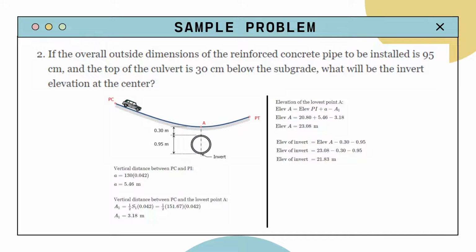Now we will look for the elevation of point A. The elevation of point A is equal to the elevation of PI plus small letter a minus A1. Small letter a minus A1 is basically that small vertical distance from PI to point A. So we have elevation A is equal to 20.80 plus 5.46 minus 3.18 meters, which results to 23.08 meters. Then we get the elevation of the invert. We have the elevation of point A minus 0.30 meters minus 0.95 meters. We compute that and we get the elevation of the invert is 21.83 meters. And there you have it.